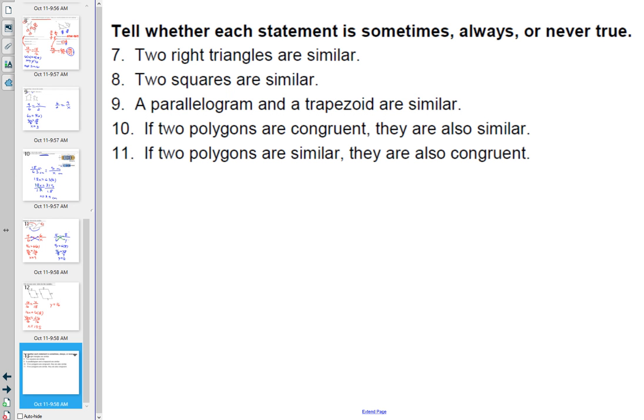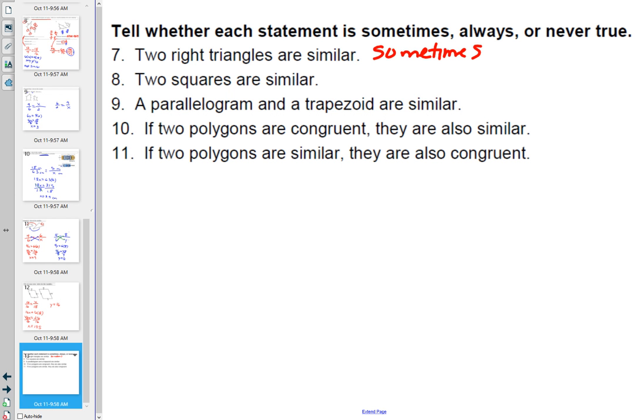Sometimes. Why sometimes? Well, if they're both right angles, they have one pair of corresponding angles that are always going to be congruent. Do they have a second one? They might or they might not. It can't be never, because you have at least one pair of corresponding angles that are congruent, but that would be sometimes. It all depends on whether or not another angle is also congruent by angle.